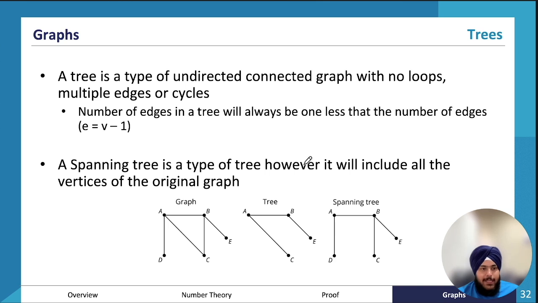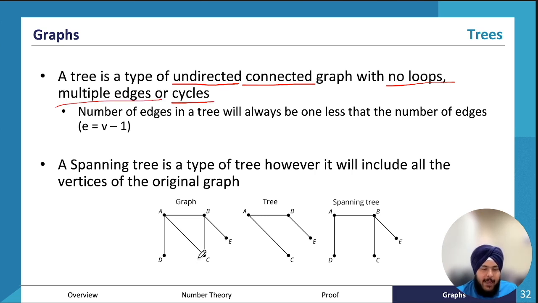Next, we have trees. So trees are a special type of undirected connected graph. Undirected means there's no arrows. So some graphs you will see will have direction, so something like this. A tree will not have any arrows at all. So it's undirected, connected. So connected, remember, we have no isolated vertices, no loops, no multiple edges, and no cycles.